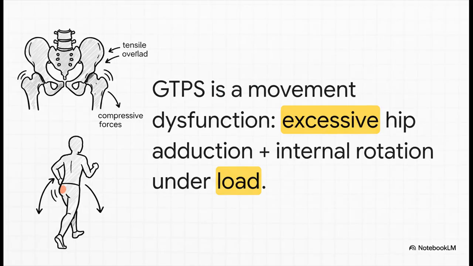Okay, now this is where it gets really interesting, because this is the why. At its core, GTPS is a movement problem. It's caused by the hip repeatedly falling into too much adduction and internal rotation during weight-bearing activities. Just picture that classic hip drop you see when someone's running. That movement pattern creates this nasty combination of stretching and compression right on those gluteal tendons as they wrap around the bone. This is the mechanism we have to fix in rehab.